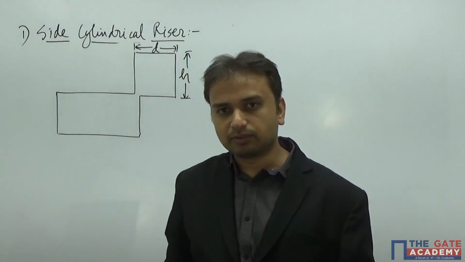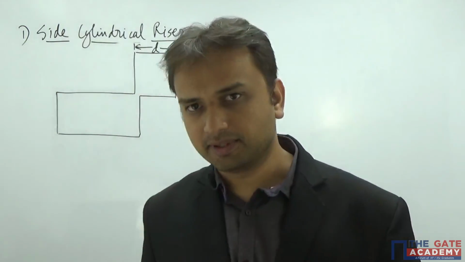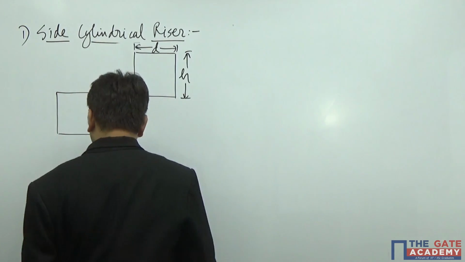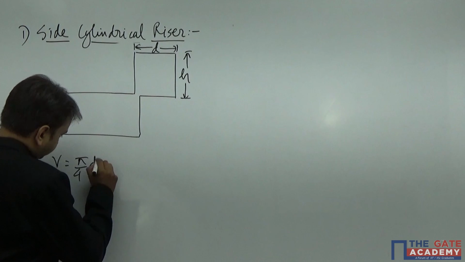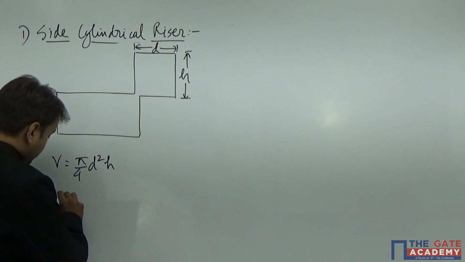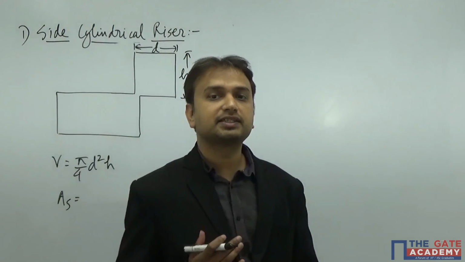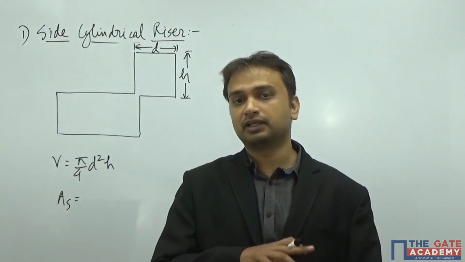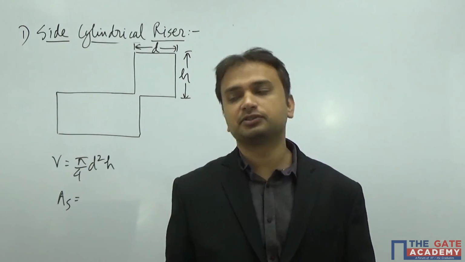And now we have to find out a relationship between diameter and height. Let us start with the volume once again. You can see the volume of the riser is again pi by 4 d square h, and the surface area we have to calculate is that area from where heat transaction is taking place, not the exact or actual surface area of the riser. What is that area from where the heat transaction is actually taking place?